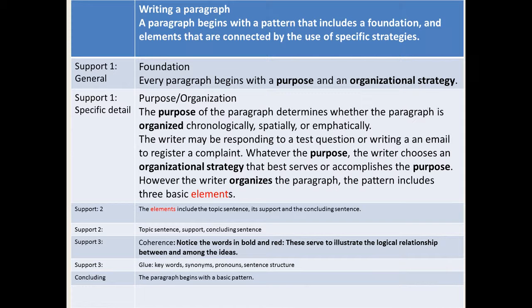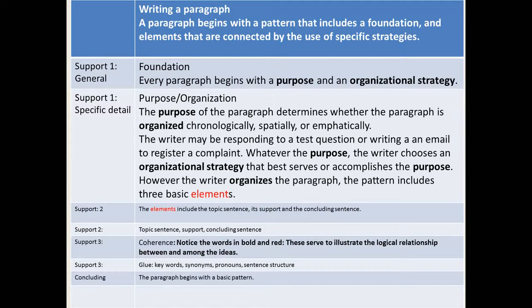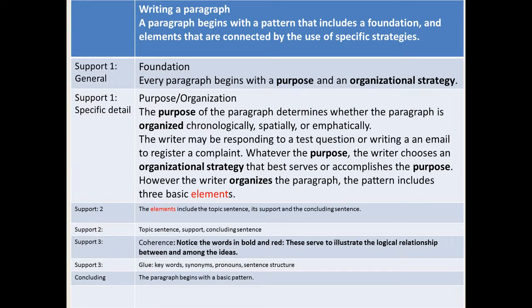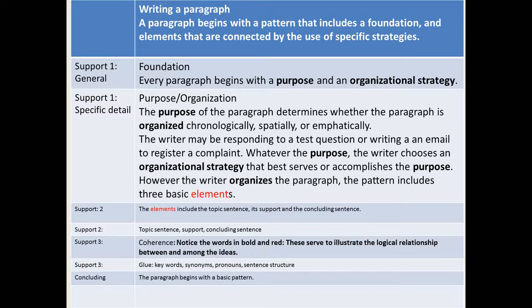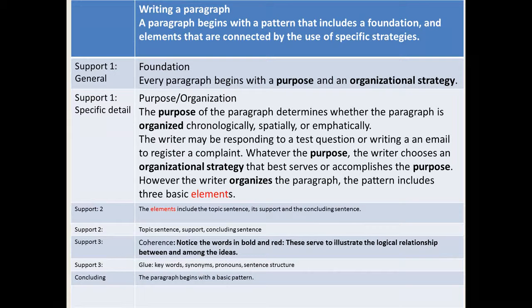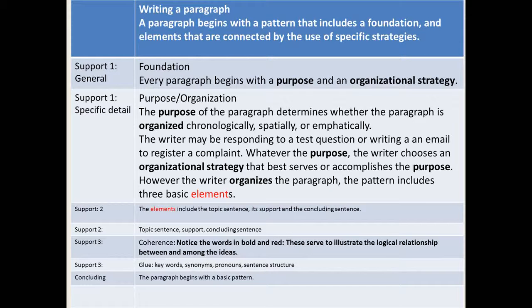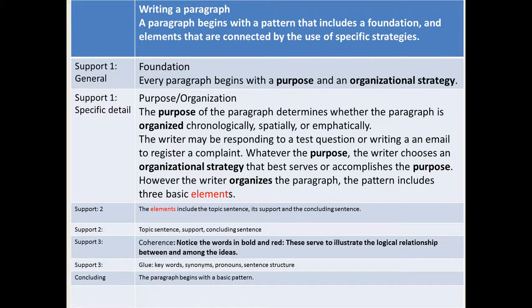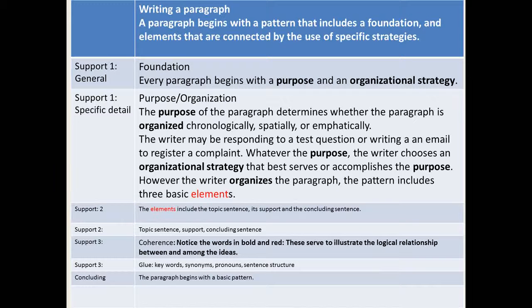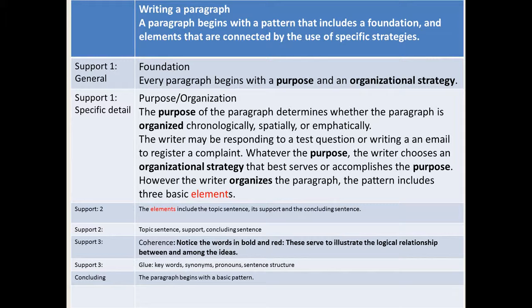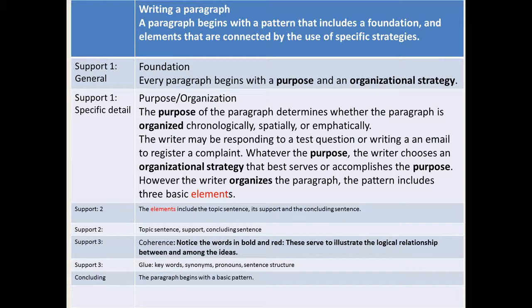If you look at the idea of coherence, my first support used the word purpose, repeated the idea of organization, used organizational to modify strategy. So you see with those bold words that there is some continuity or a thread of coherence that holds them together. And then if you'll notice in red, I move from the basic elements to my next support. So each thing is connected to the next. They serve to illustrate the logical relationship.